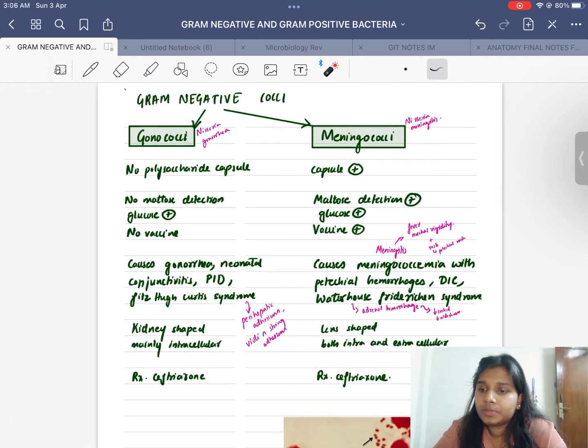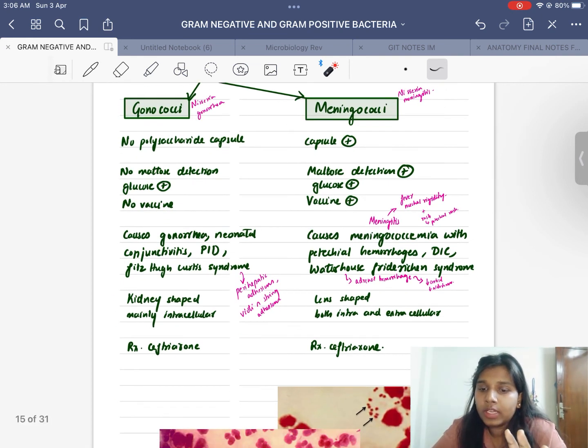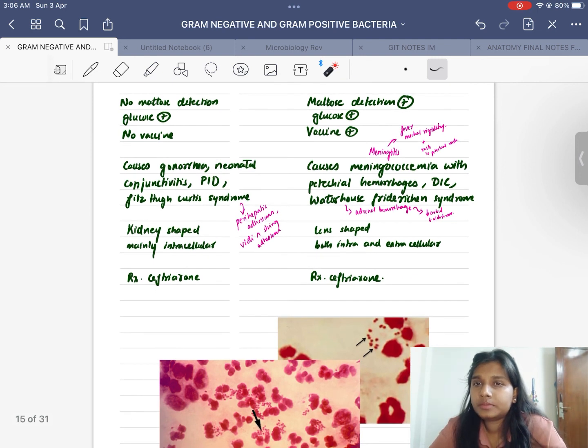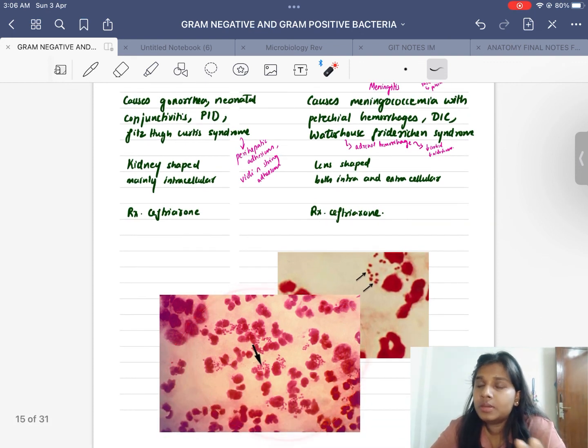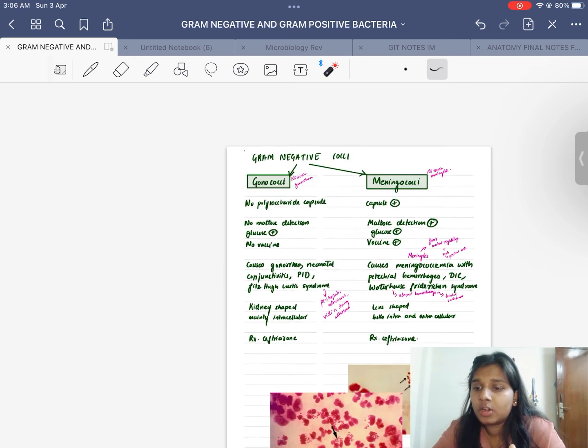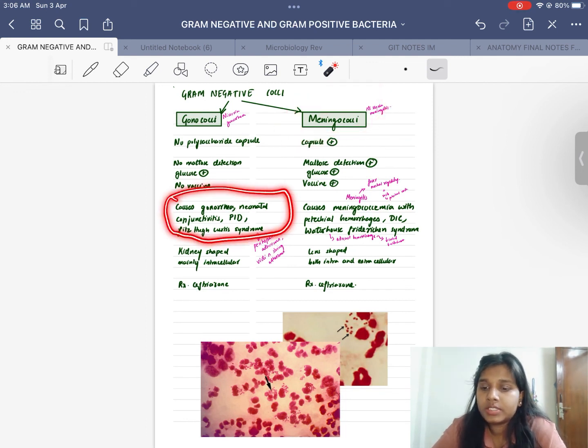Okay, so gonococcus, meningococcus, if they're talking about a PID case, pelvic inflammatory or a genital infection, think about gonorrhea and they'll give you this image, so that will be gonorrhea. But if they talk about meningitis, brain infection, then they give you this image, they're talking about the meningococci. Okay, so you should know the associated conditions.